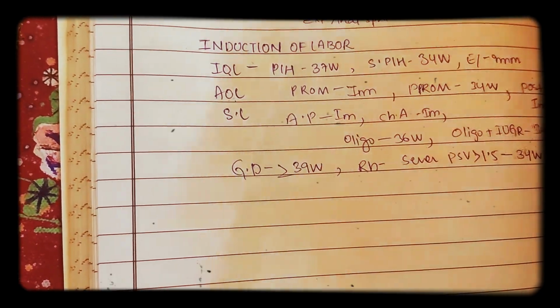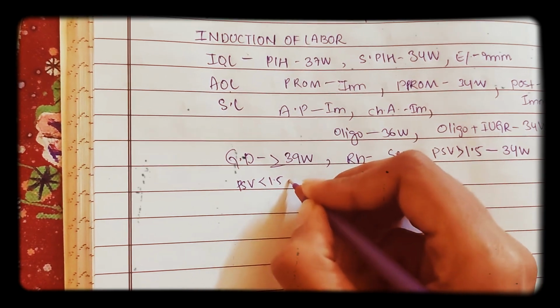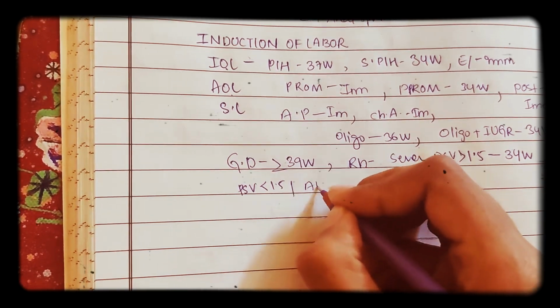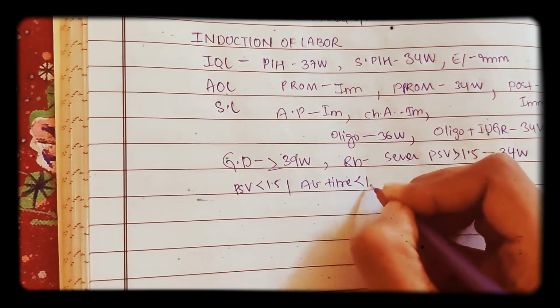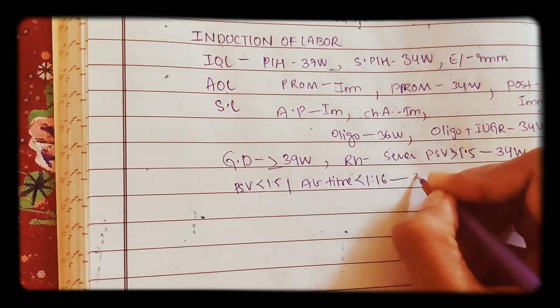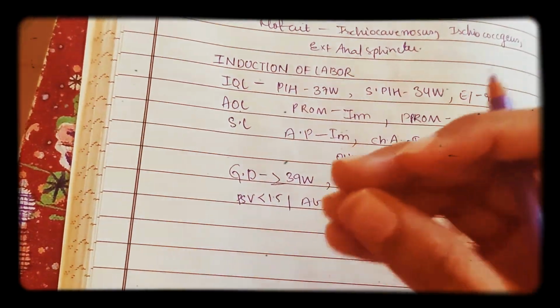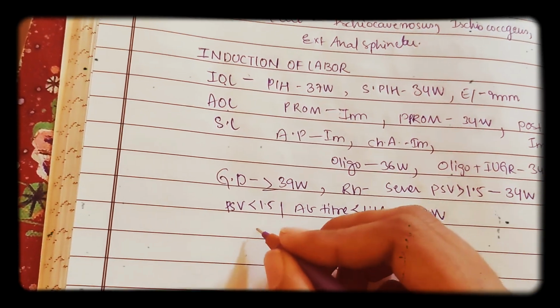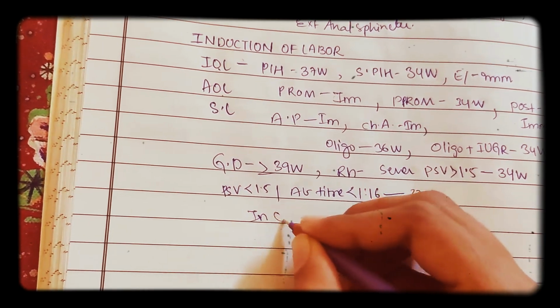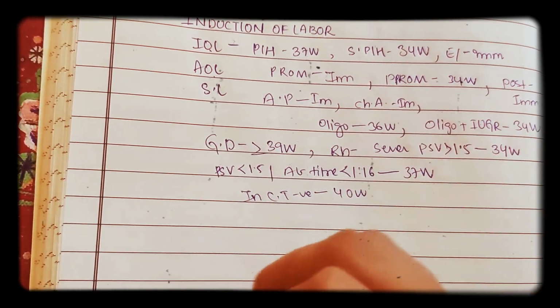And in the case of Rh isoimmunization, if there is severe anemia, if you measure the peak systolic velocity in the middle cerebral artery and it is greater than 1.5, then you need to induce labor at 34 weeks. In the case of peak systolic velocity less than 1.5 or antibody titer less than 1:16, you need to induce at 37 weeks. This chart is very important, you just need to memorize at what time what you need to do. Okay, coming to indirect Coombs test, if it is negative, then you need to induce the labor at 40 weeks.